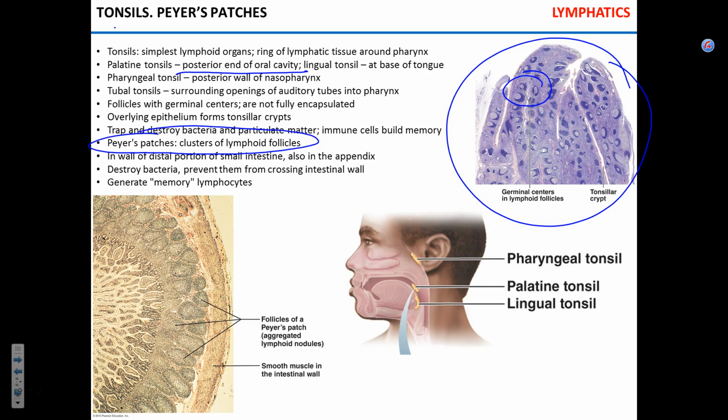Peyer's patches: lymphoid follicles in the lamina propria of the gut. So small intestine and, very importantly, appendix. Peyer's patches in the appendix and in the intestines in general are now considered to play a really important role in autoimmune diseases such as inflammatory bowel disease. They are the focus of many IBD studies. They basically respond to the pathogens that cross the intestinal wall.